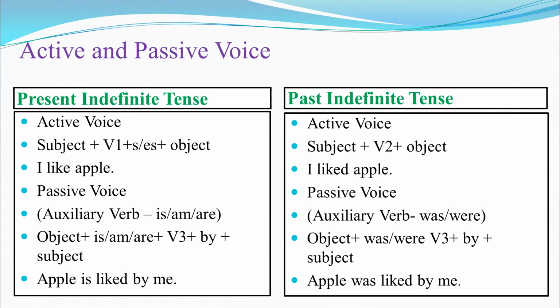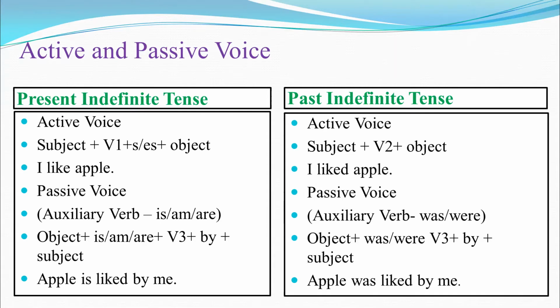Past indefinite tense. Structure of active voice is subject plus second form of verb, then object. For example, I like apple. And the structure of passive voice is object plus was were, then third form of verb plus by plus subject. For example, apple was liked by me.